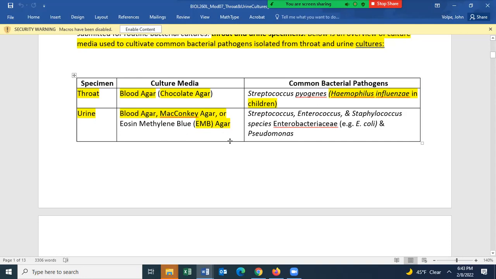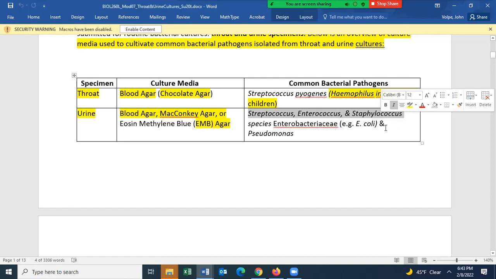Common bacterial pathogens we isolate from a urine culture are Streptococcus species, Enterococcus, and Staphylococcus, and all of these are gram positive, and they're all cocci also. But there are some gram negatives that come from urine cultures, and these include members of the family Enterobacteriaceae, specifically mentioning E. coli, as well as Pseudomonas. These are gram-negative bacilli.